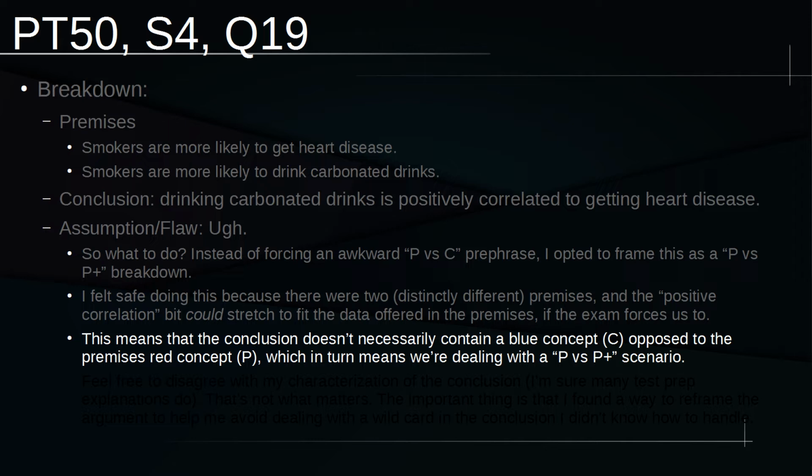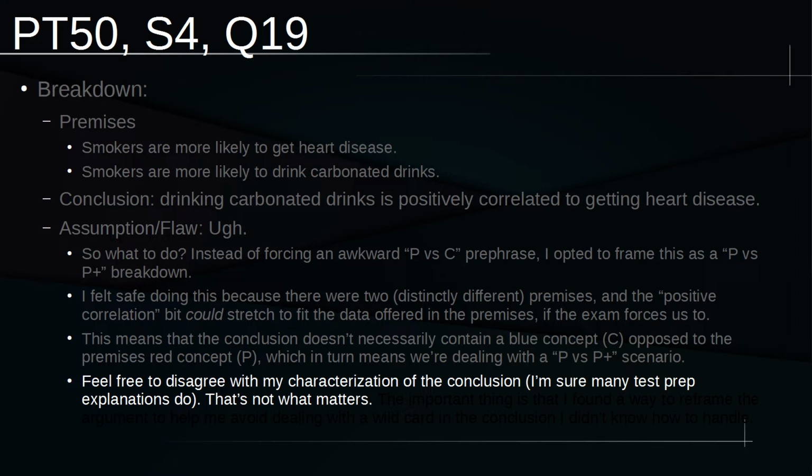So those two factors made me feel safe about doing the P versus P plus thing. When I put those two ideas together, that tells me that the conclusion doesn't necessarily contain a conclusion blue concept C opposed to the premises red concept P, which in turn means that we can be dealing with a P versus P plus scenario. If I don't have to see a disconnect between the conclusion and the premises, I can find that disconnect just within the premises themselves. That's the long story short of it.